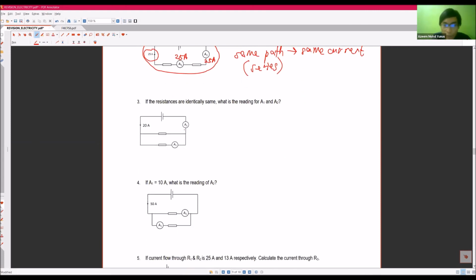So number 3, if the resistances are identically the same, what is the reading for A1 and A2? Okay, let's trace the path. So we have the first path, we have the second path. Since we have different paths, they might have different values of current. But since it also states that the resistances are identically the same, that means each path has the same amount of current.